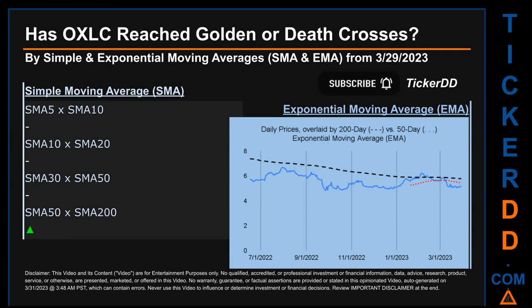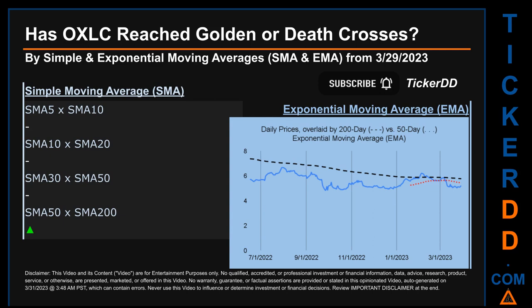Has OXLC price reached golden or death crosses? Golden cross and death cross are basic signals that compare average prices across two specified trade day ranges, a short-term versus a long-term range. For example, 5-day versus 10 trade days. Essentially, a golden cross is a bullish signal. It appears when a ticker's short-term moving average crosses above its long-term average. Vice versa, a death cross is a bearish signal when the short-term crosses below its long-term moving average.